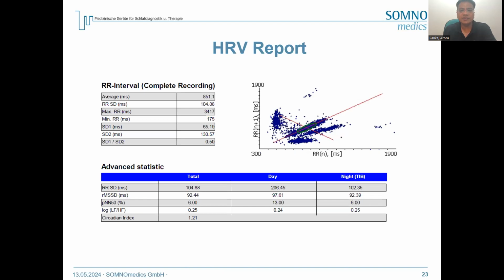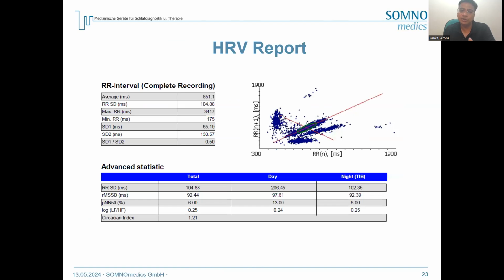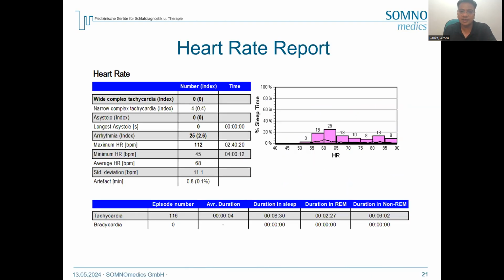So in this particular example, you see the density of dots is more here as compared to baseline. This particular patient was hypertensive. If you see, the average blood pressure was 146, and that is the reason it is showing a lot of heart rate variability as compared to the previous slide which I showed you, which has less variability.